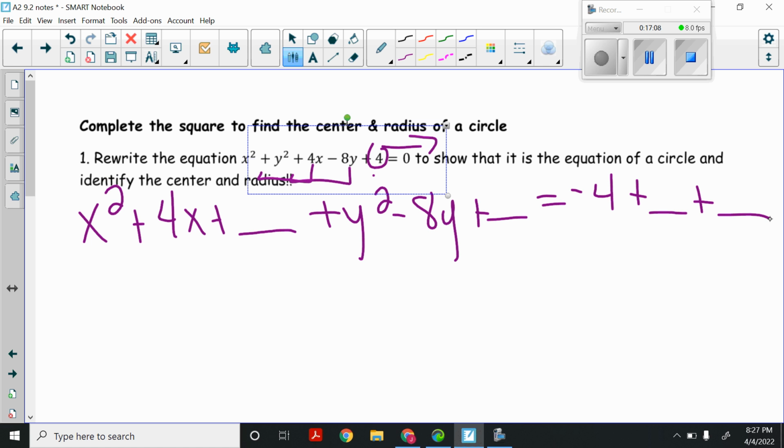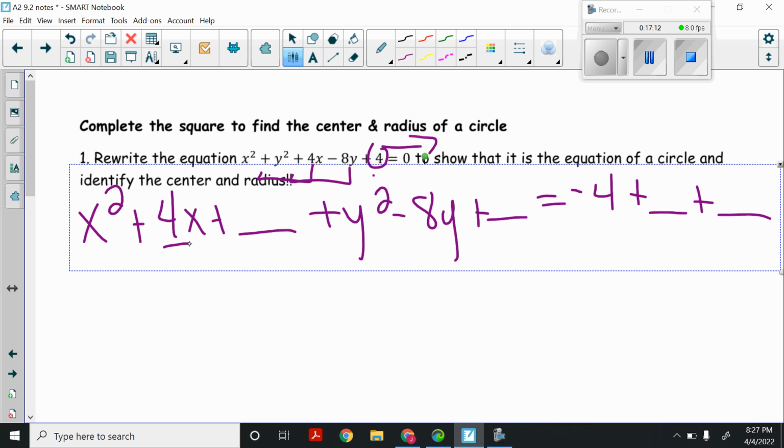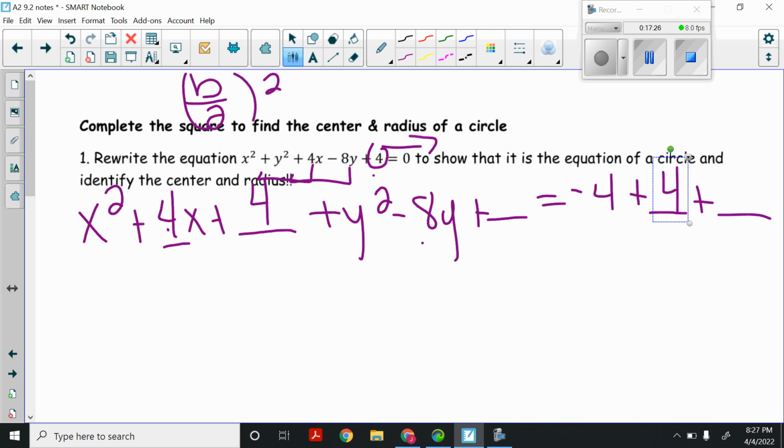Remember, to complete the square, I take the number in front of my variable and I cut it in half, right? (b divided by 2) squared. So here, 4 divided by 2 is 2. 2 squared is 4. Add it to one side, I have to add it to the other. Now for the y, negative 8 cut in half is negative 4. Negative 4 squared is 16. Add it to both sides.